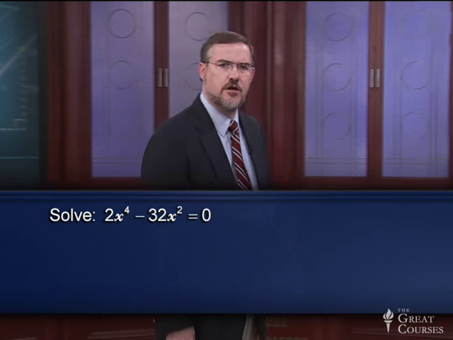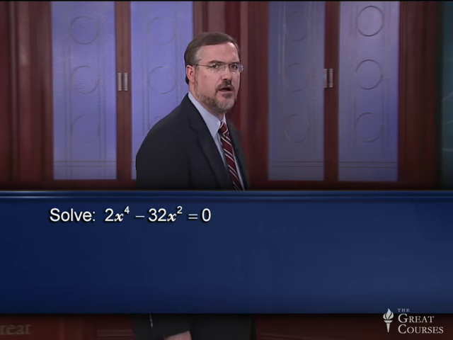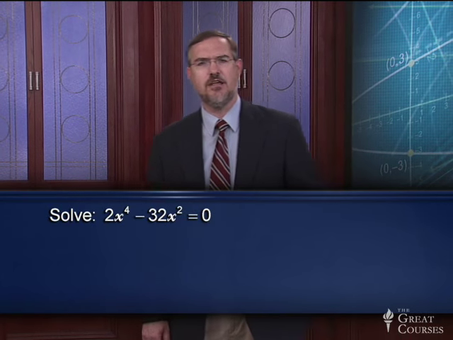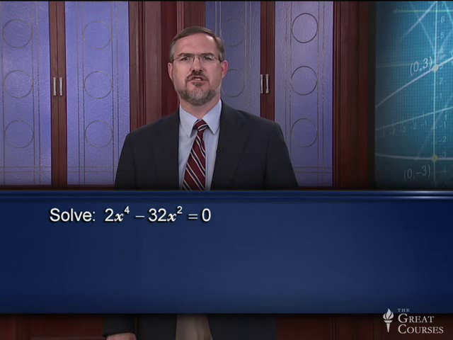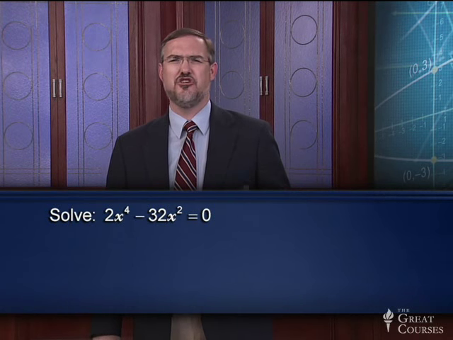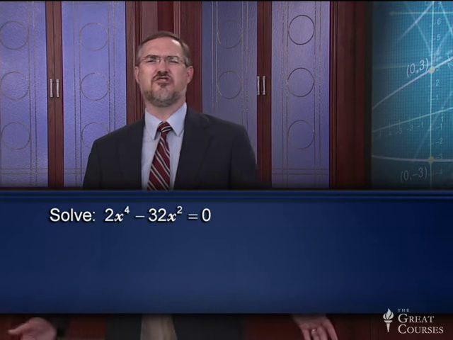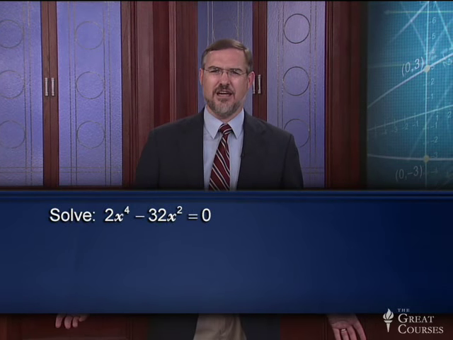Let's solve the equation 2x to the fourth minus 32x squared equals 0. Now, I can hear some of you saying, wait a minute, you just said you wanted to do difference of two squares, but 32 isn't a perfect square, and neither is 2. What in the world are you doing?